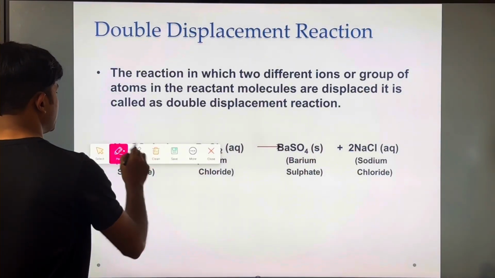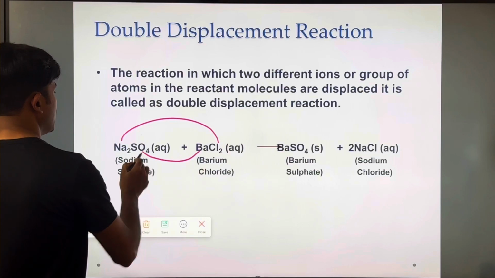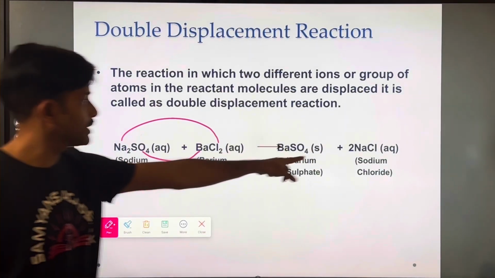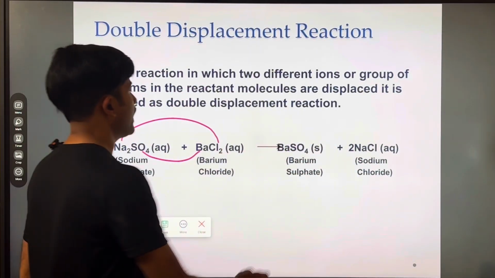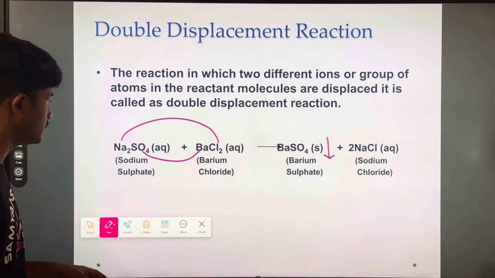This sodium reacts with the chlorine and this barium reacts with the sulfate. You will get 2 NaCl. Barium sulfate is a white color precipitate you will get. So the precipitate you suggest with an arrow mark also, right?